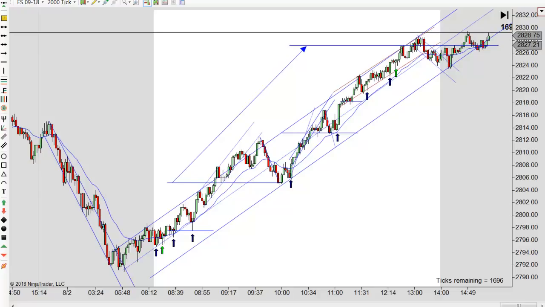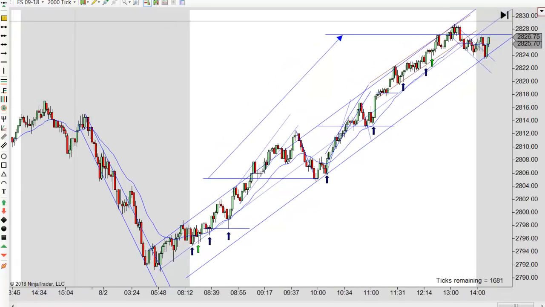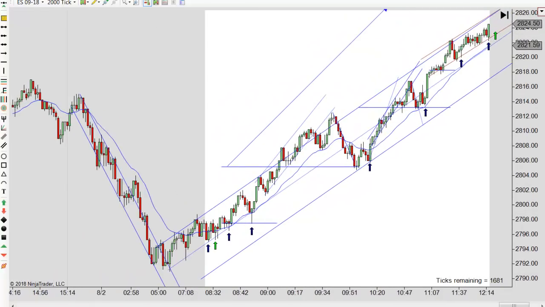I believe that's the proper way that one should have been drawn. You get the close, move to a new high, it tries to correct, and then it just picks back up again. But let's back out and talk about the trades.